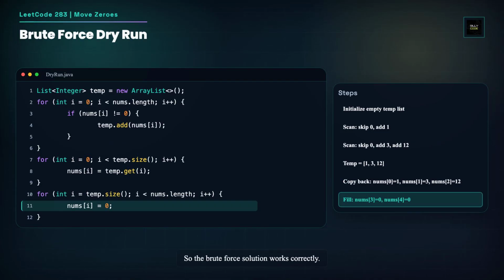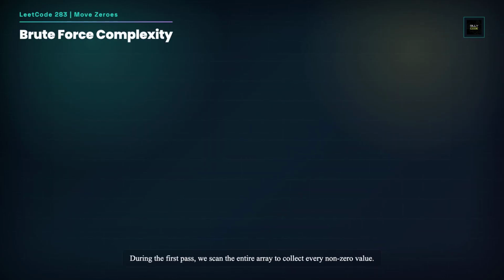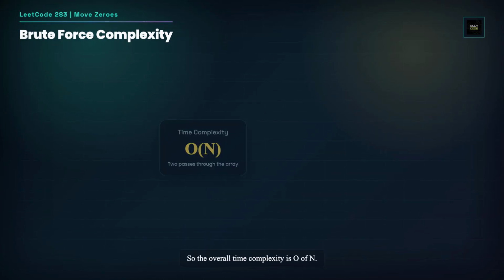Now let's analyze the complexity. During the first pass, we scan the entire array to collect every non-zero value. During the second pass, we copy those values back into the original array. Finally, we fill the remaining positions with zeros. Even though there are multiple passes, each element is processed only a constant number of times. So the overall time complexity is O of n.